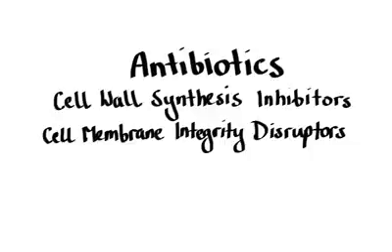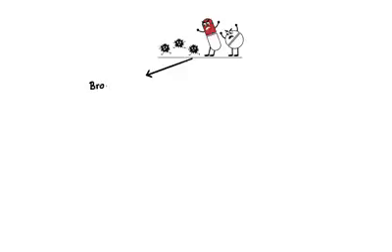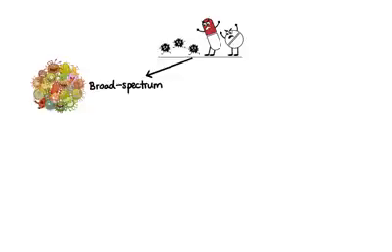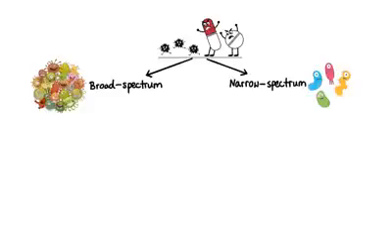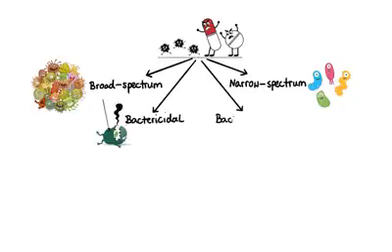So antibiotics are broadly defined as chemical agents that kill or inhibit the growth of microorganisms. Antibiotics may be classified as broad spectrum, meaning they act against a wide range of microorganisms, or as narrow spectrum, meaning they act against very few types of microorganisms.